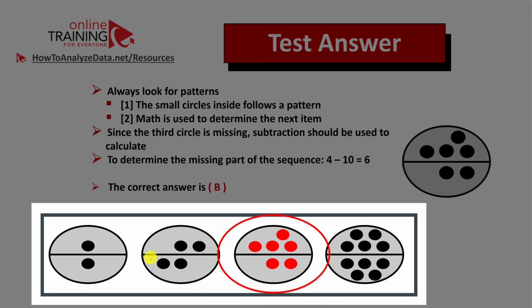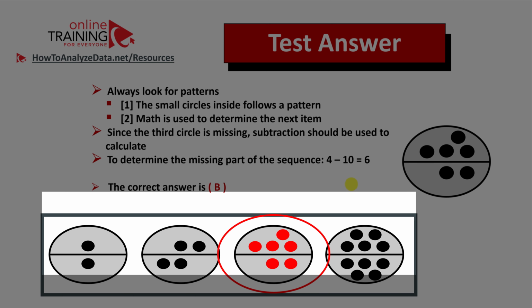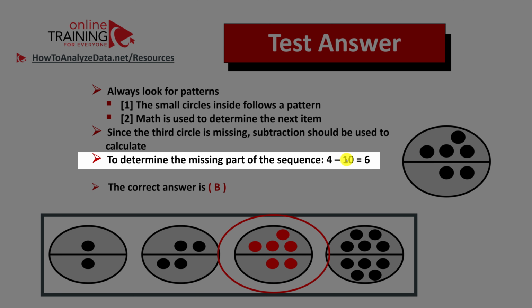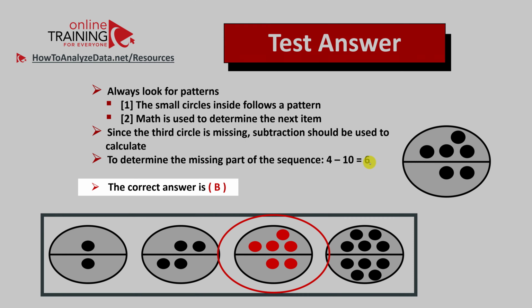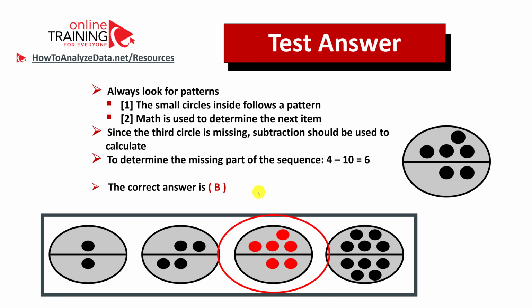You see that the item number 2 has 4 small circles, and the item number 4 has 10 small circles. So we can use subtraction to calculate the item in the middle. And if we subtract 10 minus 4, we will get to 6. So the correct answer here is choice B. Hopefully you've nailed this question and now know how to answer similar problems in the test.